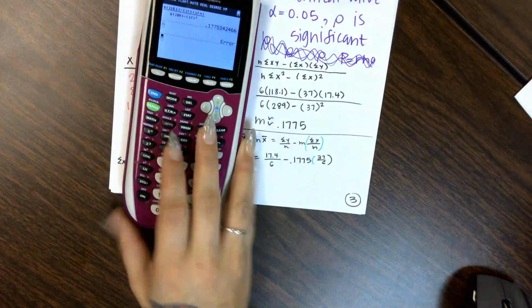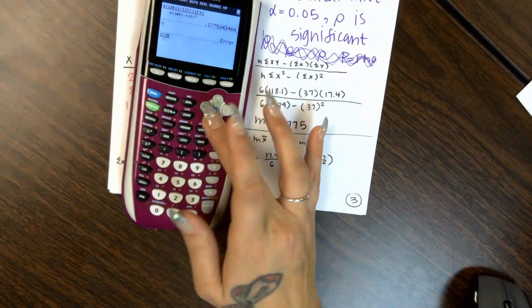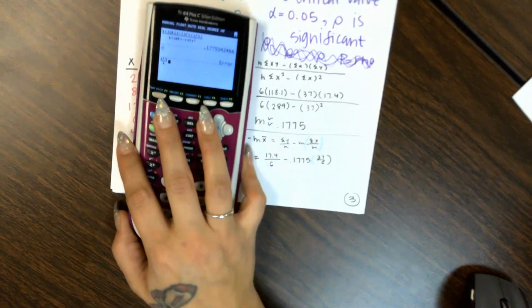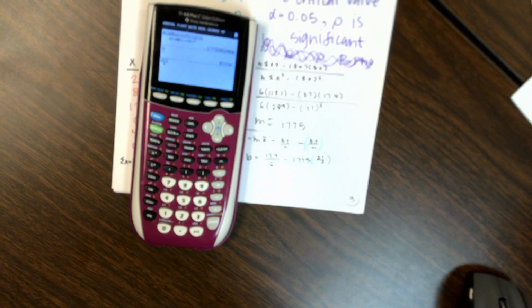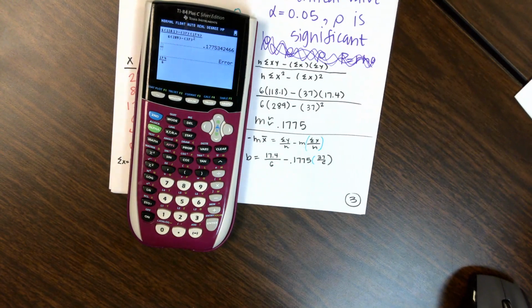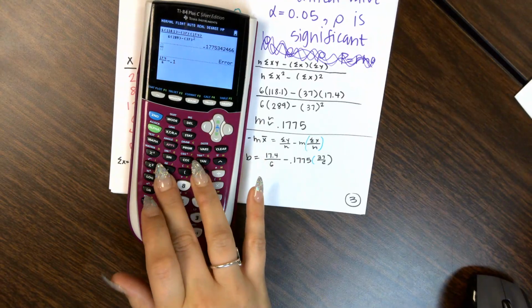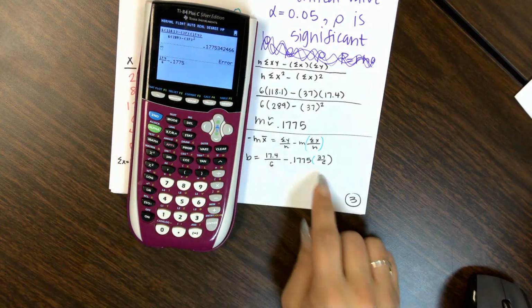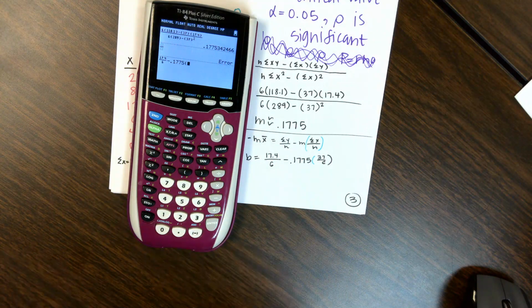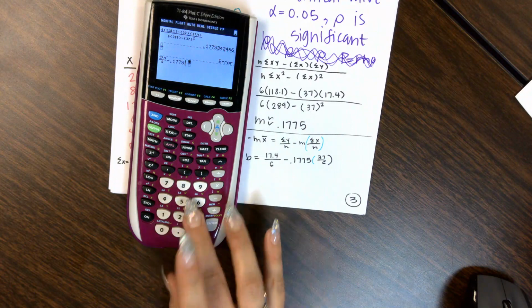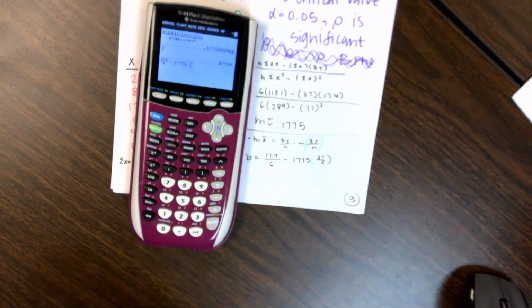Okay, and I noticed that I have 17.4 over 6. I now need to scoot over to the right. That gets out of the denominator. Let that focus. And then I'm going to subtract 1.775. And I open my parentheses, and I need another little fraction right there. So math left, enter. 37 down 6, enter.